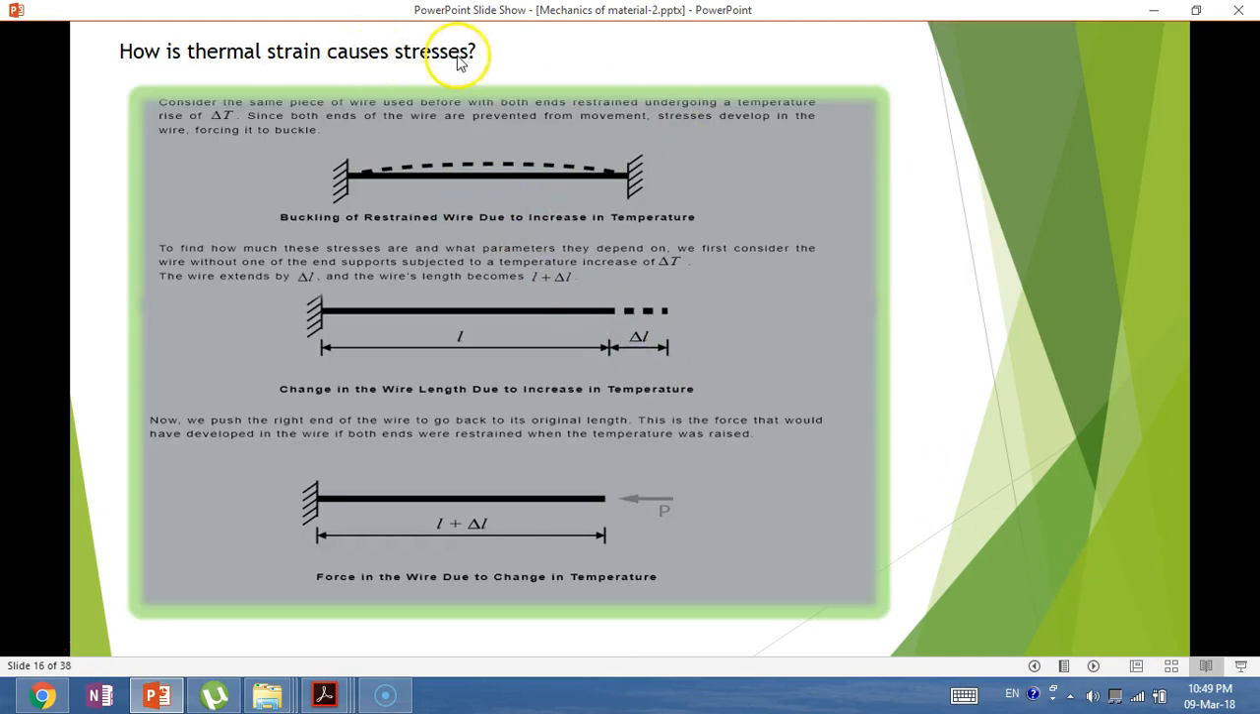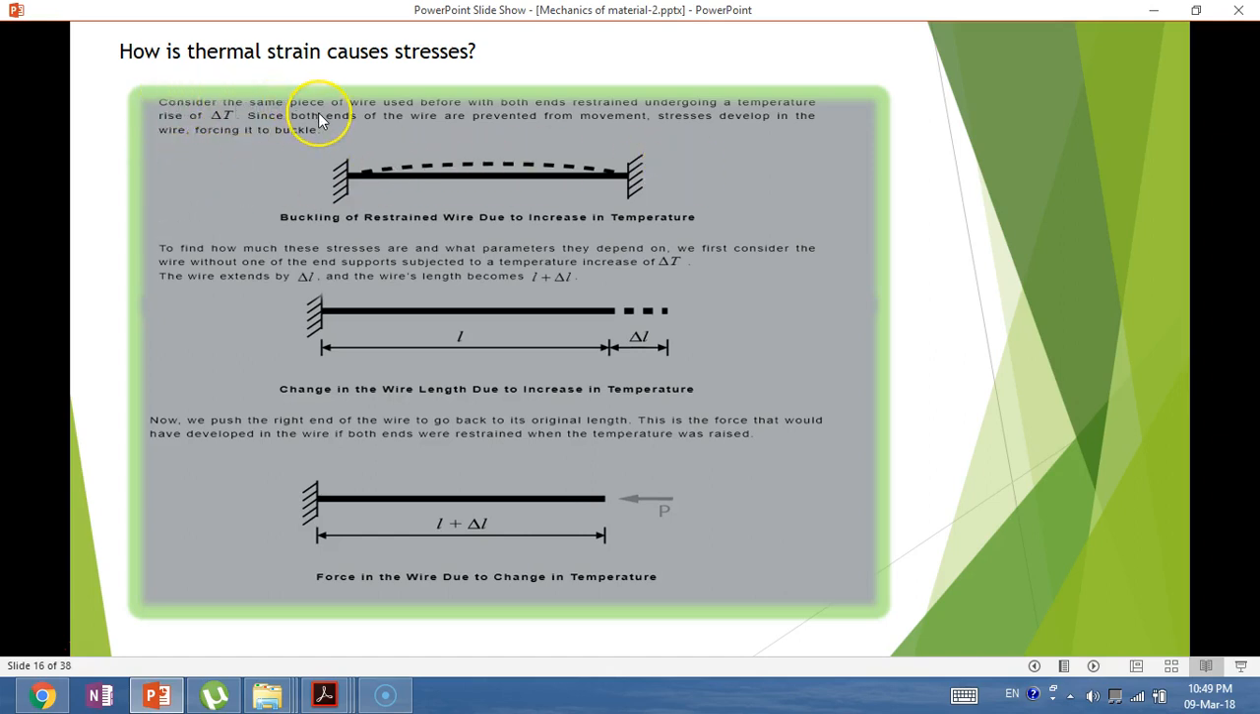How does thermal strain cause stress? If the member is allowed to expand, then there is no problem like this. But life is not that easy. Sometimes you are not allowing the expansion by introducing a fixed point here. So when there is an expansion, another opposite force will act to confront that expansion.